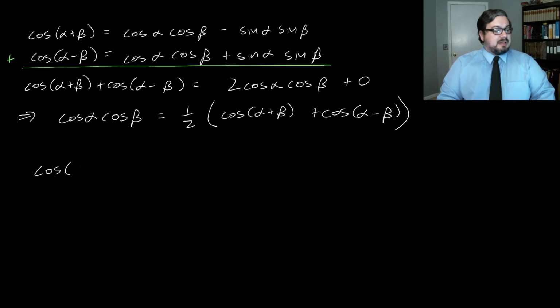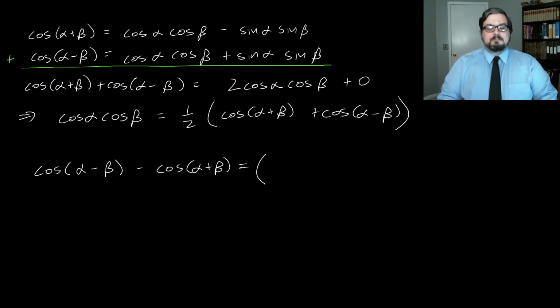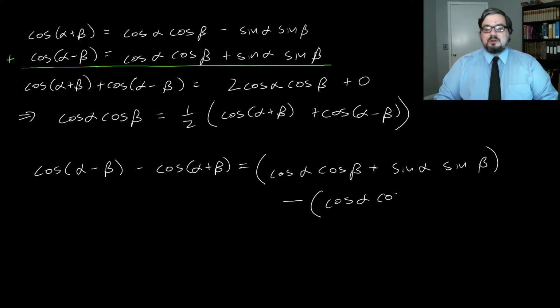cosine functions again, but now we want to subtract them. If we take cosine of alpha minus beta minus cosine of alpha plus beta, look at what that's going to give us. So cosine of alpha minus beta, we know, is cosine of alpha cosine of beta plus sine alpha sine beta. And we're subtracting cosine alpha cosine beta minus sine alpha sine beta.